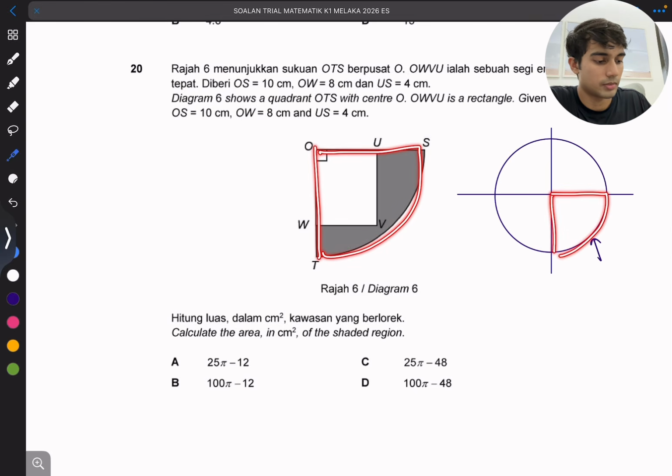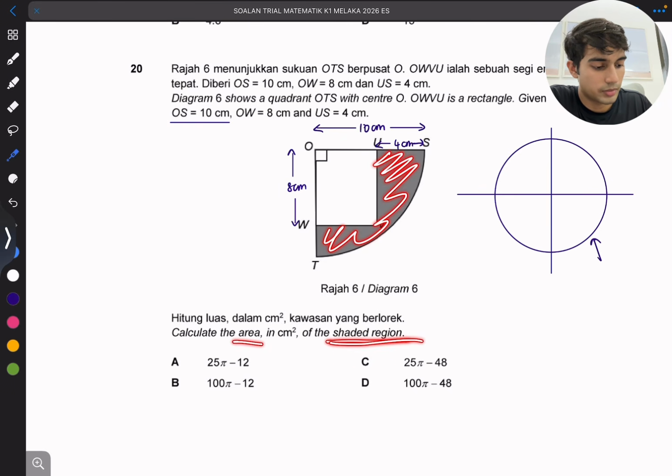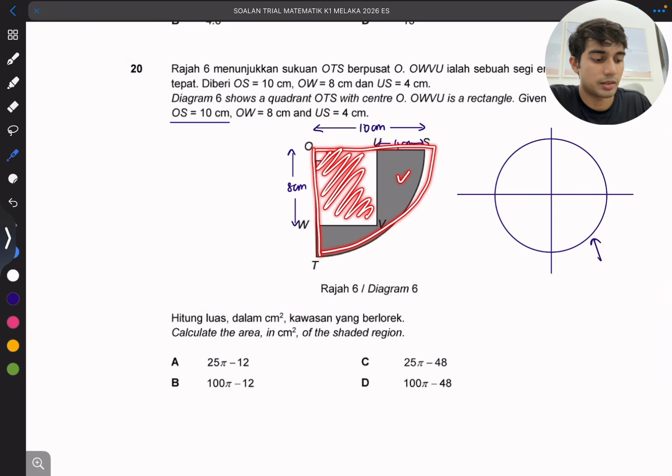Okay. Given that OS is 10 cm, from here to here. OW is 8 cm. So from here to here is 8 cm. And US is 4 cm. Right. Calculate the area of the shaded region. So they want us to find this area. So looks like we have to do the quarter. We have to find the area of the quarter minus this rectangle, we get this.